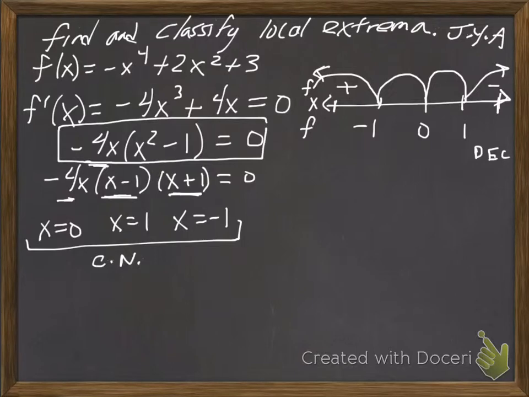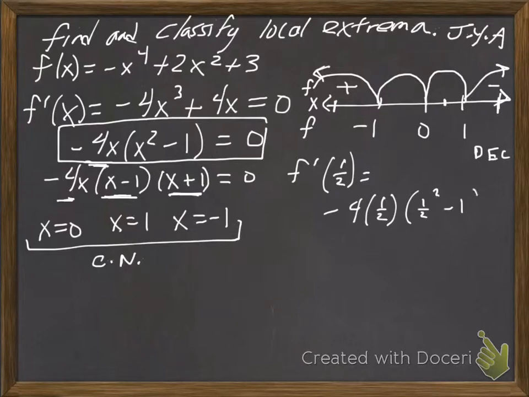Now the hairy part. We have to find numbers that fit in between negative 1 and 0, and 0 and 1. Well, this shouldn't be too hard though. 1/2 is probably a good choice. So f prime of 1/2, so that'll be right here. That'll tell us about that little window or interval. Well, negative 4 times 1/2, and 1/2 squared minus 1.